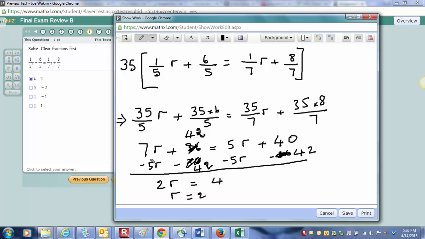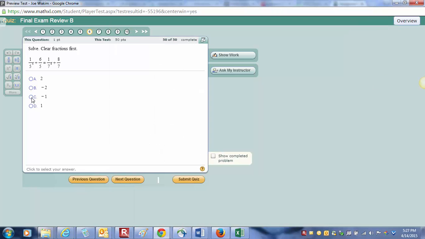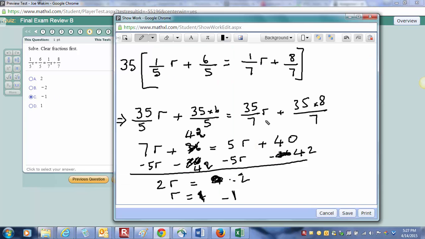And this will give me 2r. And 40 minus 42 will give me negative 2. And negative 2, if I divide both sides by 2, I get negative 1. So the answer should be negative 1 instead of 2. And that's why it's always good to go over your work again.